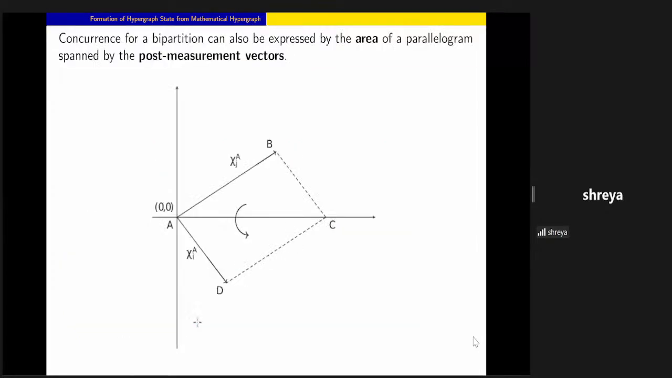Also, this was developed by Banerjee and others in a 2020 paper. They developed concurrence as the area of a parallelogram spanned by the post-measurement vectors. If we consider two vectors, the area of this parallelogram can be considered as the concurrence of this state.